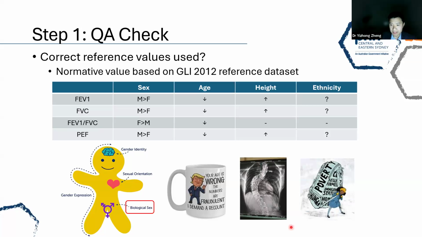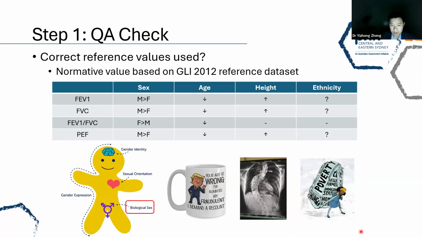In terms of height, it's assessed without shoes, and in those who have significant kyphoscoliosis or are wheelchair bound, we can use their arm span as a surrogate for their height. We often include a weight, so that it doesn't affect the normative values, but may help with interpretation.